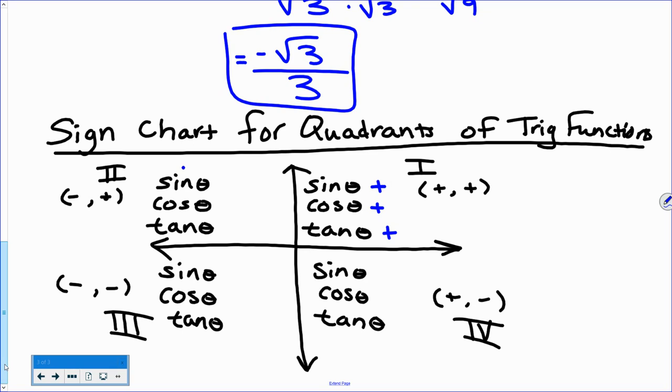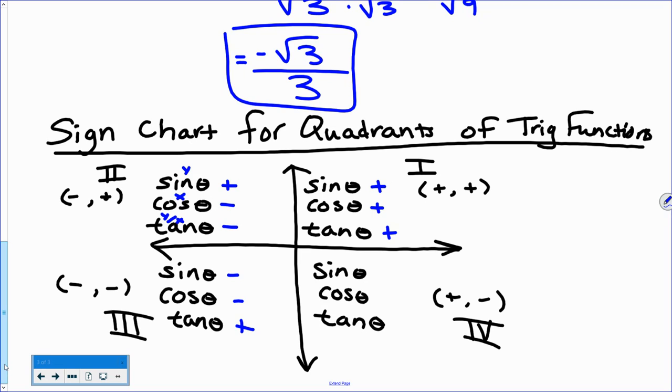So sine, once again, uses the y-coordinate, which is positive in quadrant 2. Cosine uses the x-coordinate, which is now negative. Tangent uses y over x. So if one of them is positive and one of them is negative, that would make tangent negative. In quadrant 3, both sine and cosine would be negative since the y and the x coordinate are negative. Tangent, however, would be positive because you are taking the y coordinate and dividing by the x coordinate, which if they're both negative, would make tangent positive.